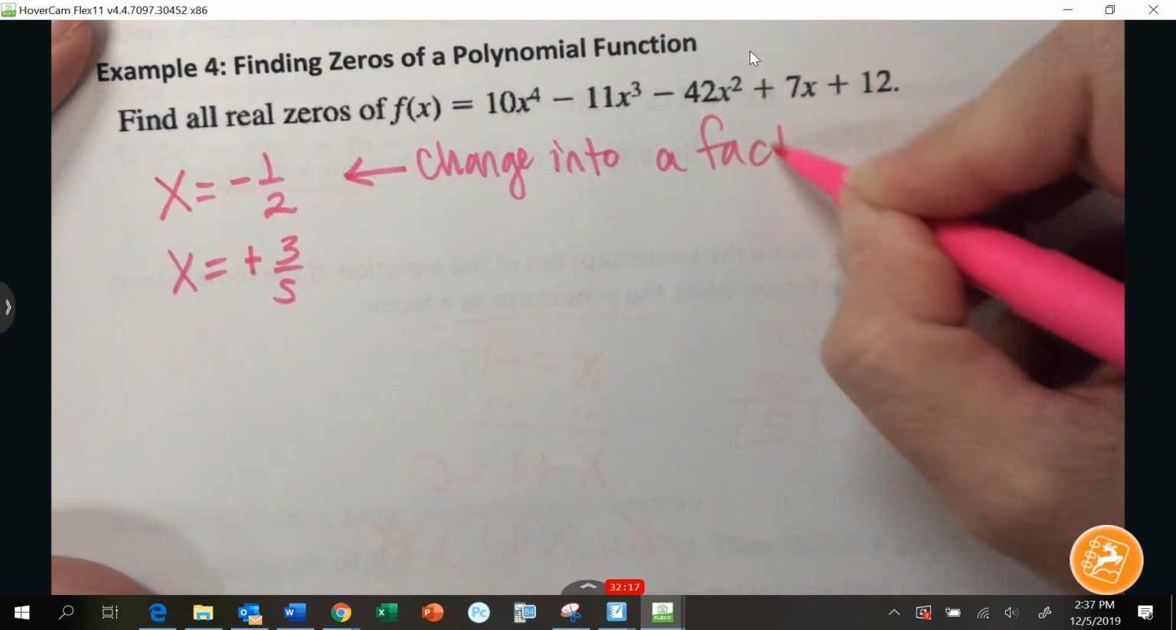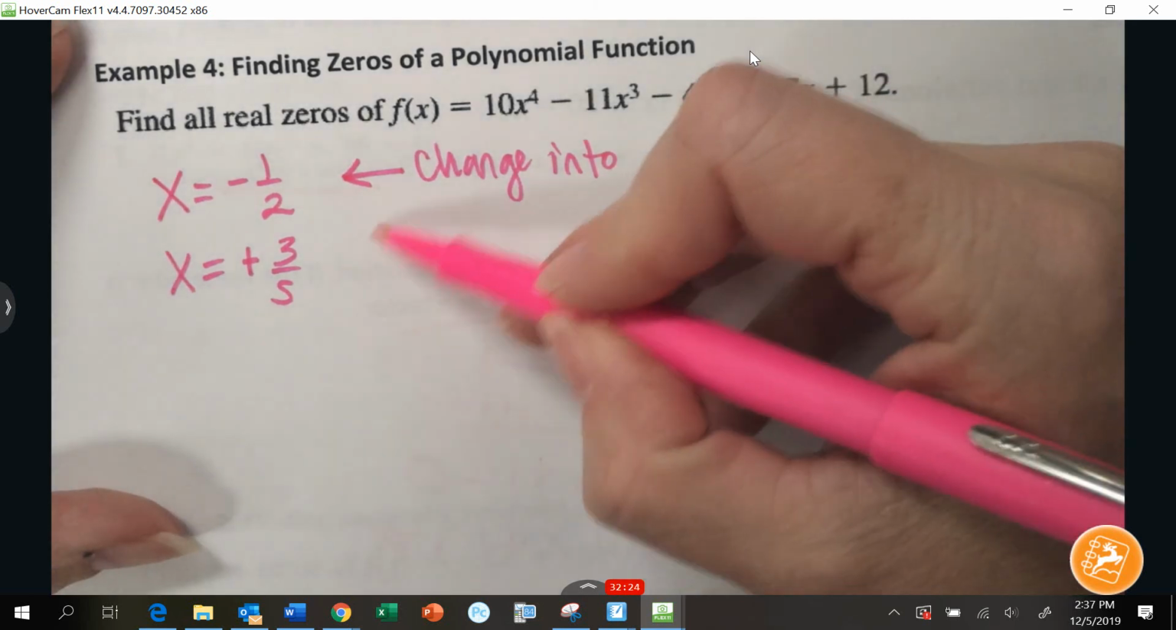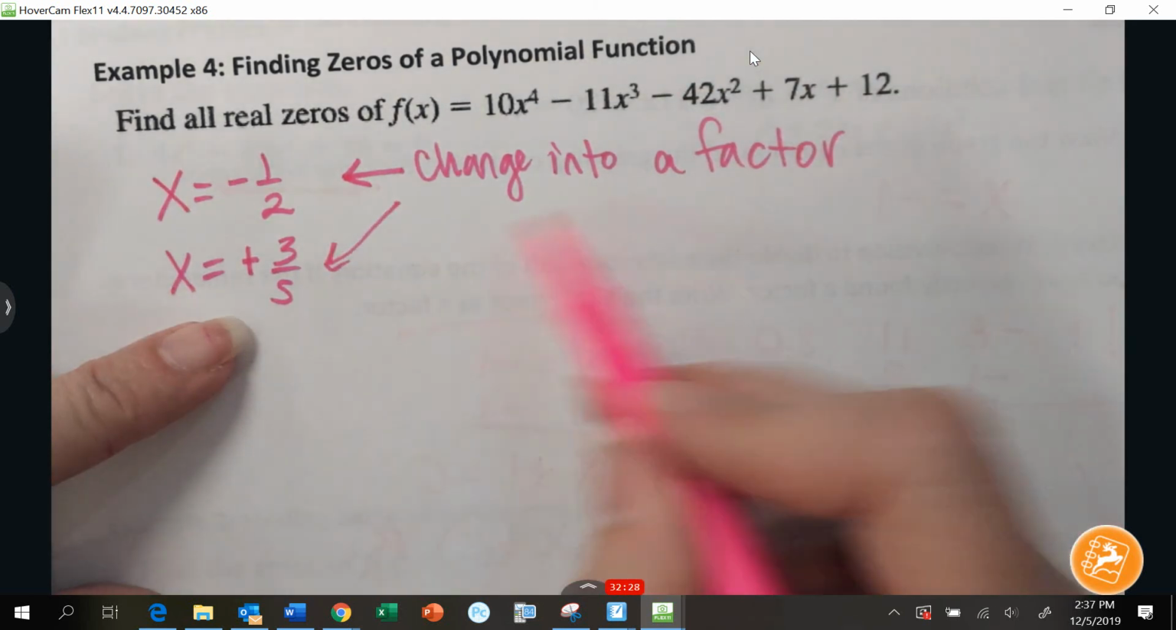There's probably going to be some questions on your worksheet that you won't be able to finish all the way. Most of your worksheet you'll be able to do, but this one, because it's got fractions, I feel like this will need to go over again. So just heads up. We need to change these into a factor.